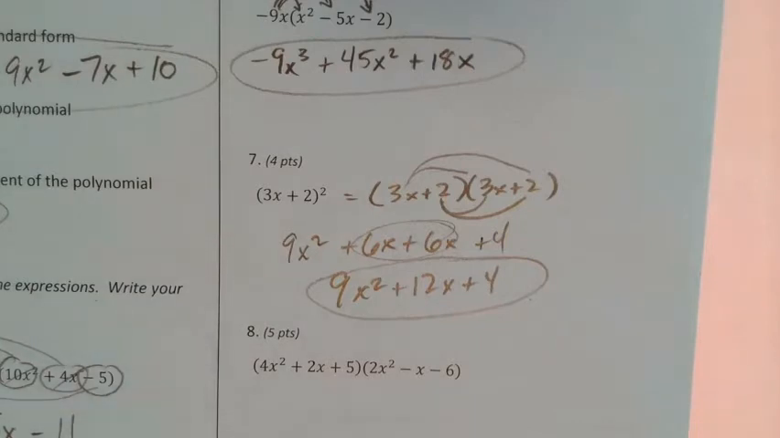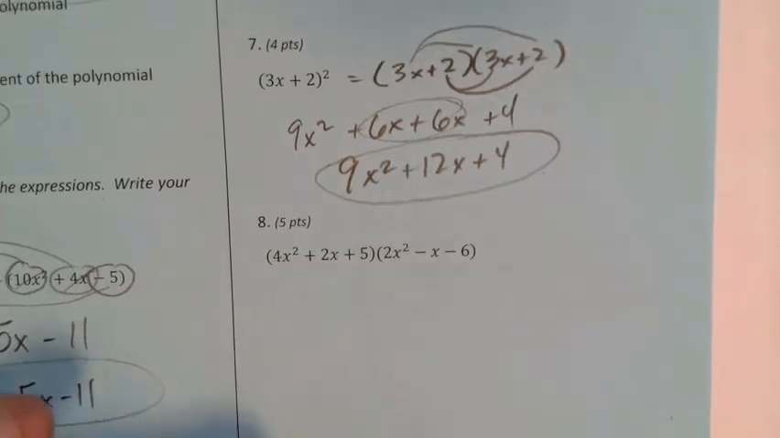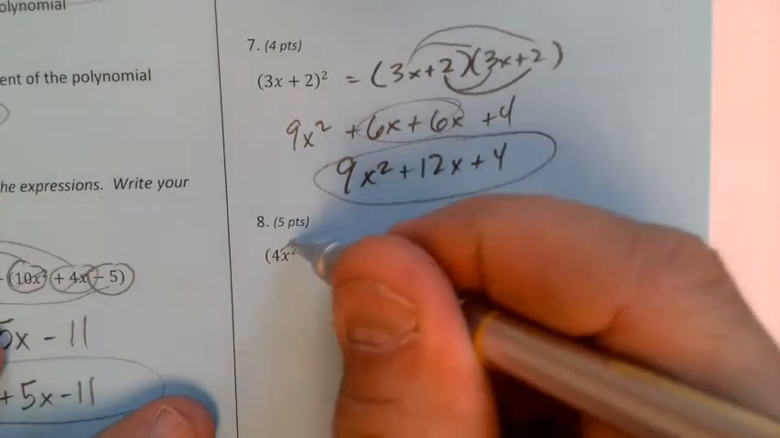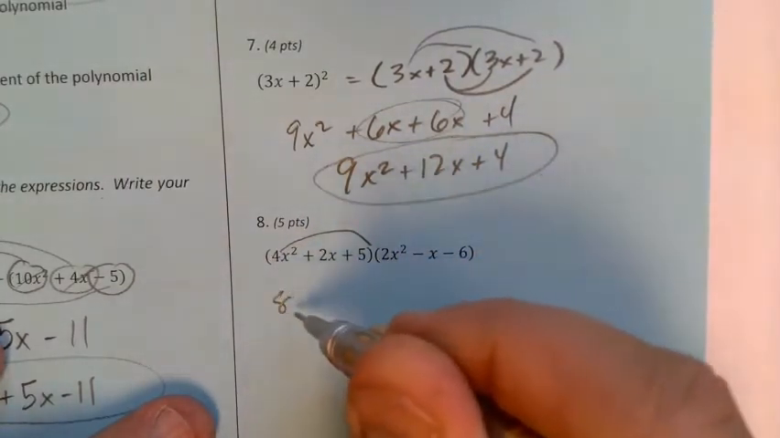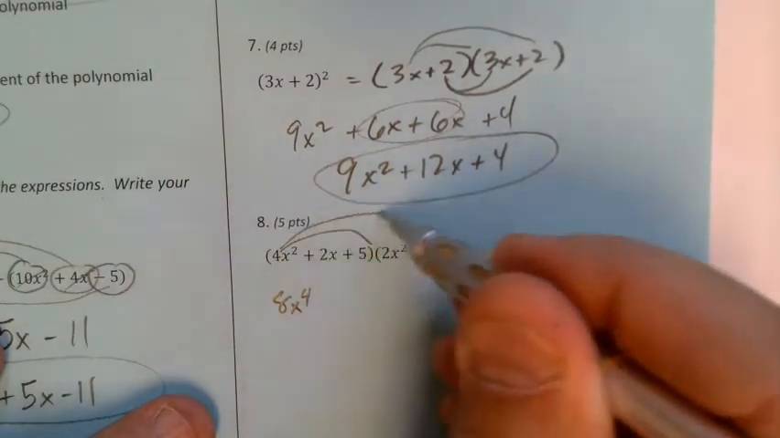Now this one. This one I don't like because it's going to be long, I think. But I'm just going to distribute all of this into this. So let's start. 4x squared times 2x squared. Well, 4 times 2 is 8. And x squared times x squared, I add the exponents and I get x to the fourth.